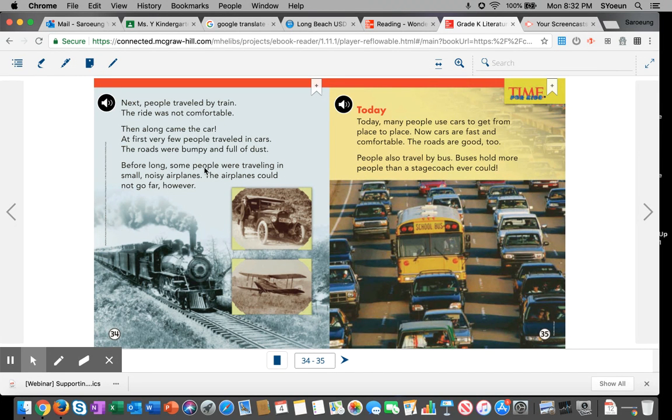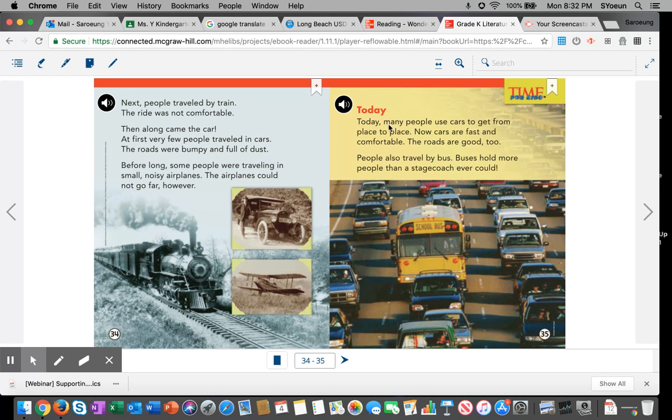Before long, some people were traveling in small, noisy airplanes. The airplanes could not go far, however. So there's the airplane right there. It looks a lot different than the type of airplanes we see today, scholars. Oh, there's the heading again. This heading says today. So that's telling me that the rest of the story that we're going to read is talking about how people travel today.